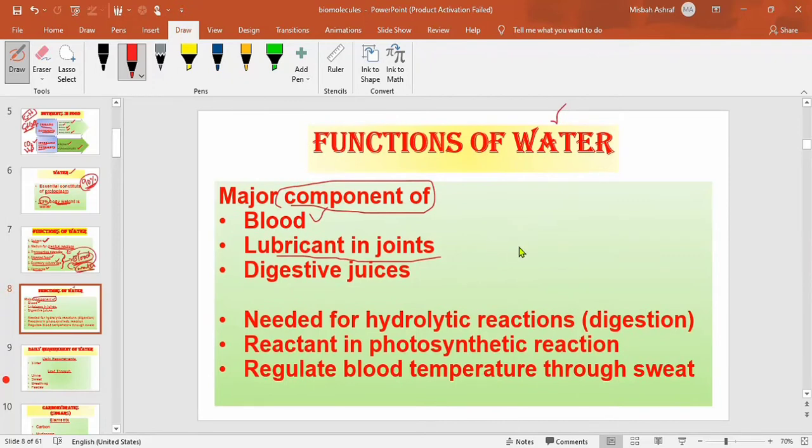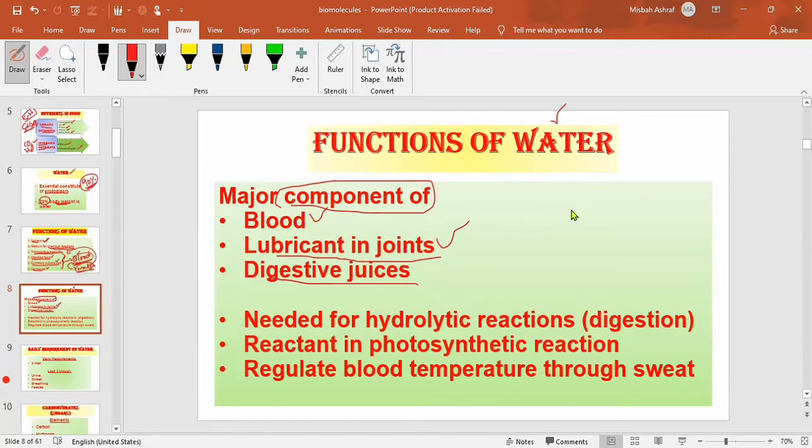Otherwise, if the oil or grease is not applied to the locks, they become stuck or there is more friction. Right? So oil reduces the friction, which helps in their motility or movement. In the same way, our joints are also lubricated by water, which reduces their friction and helps in their movement. Next, water is also part of the digestive juices like gastric juice and intestinal juice, which have enzymes in them.